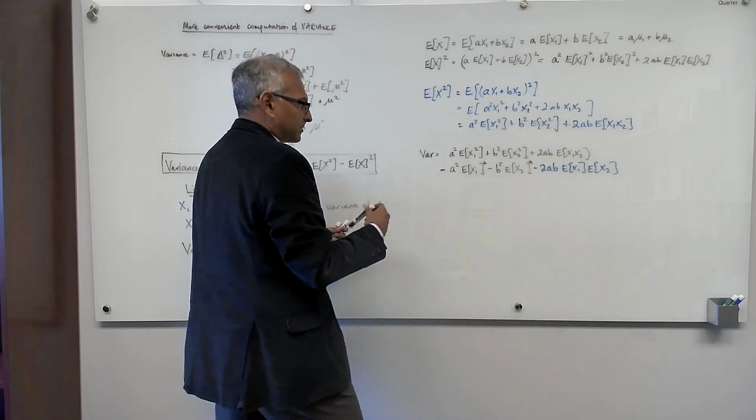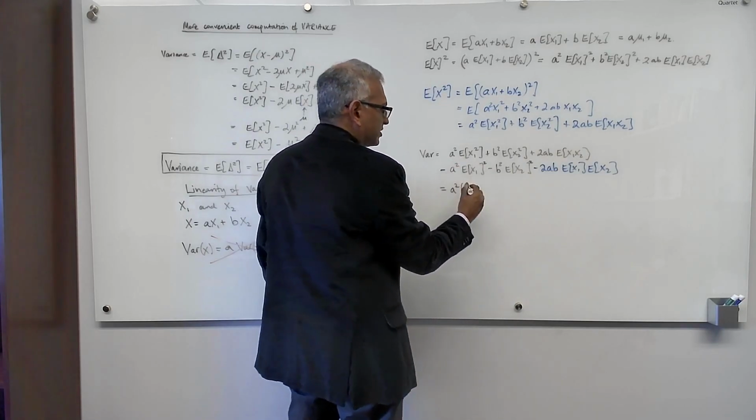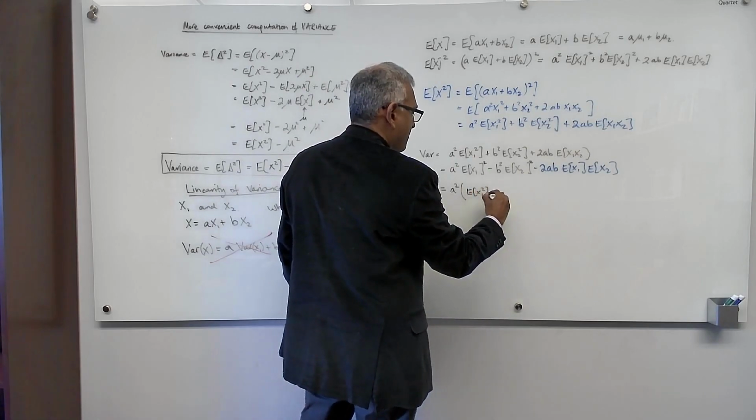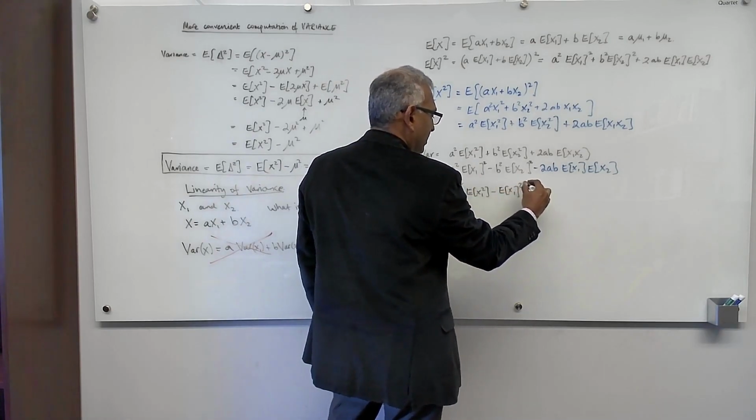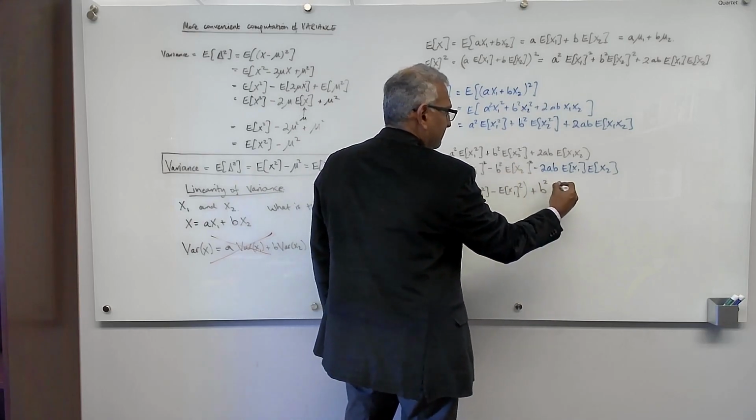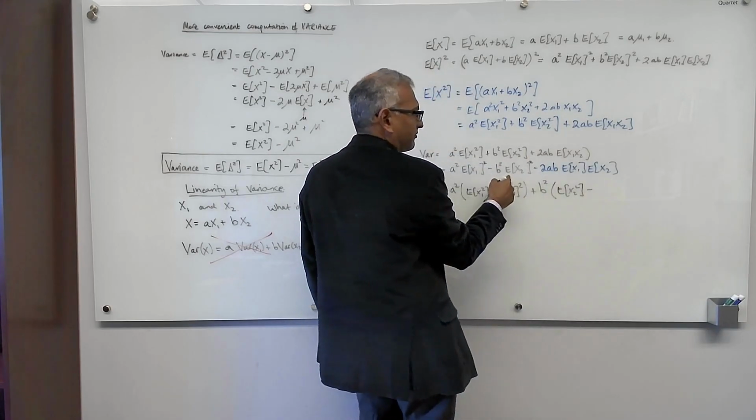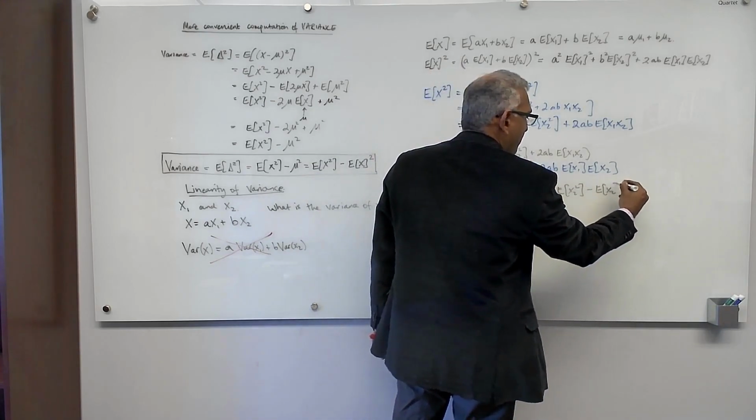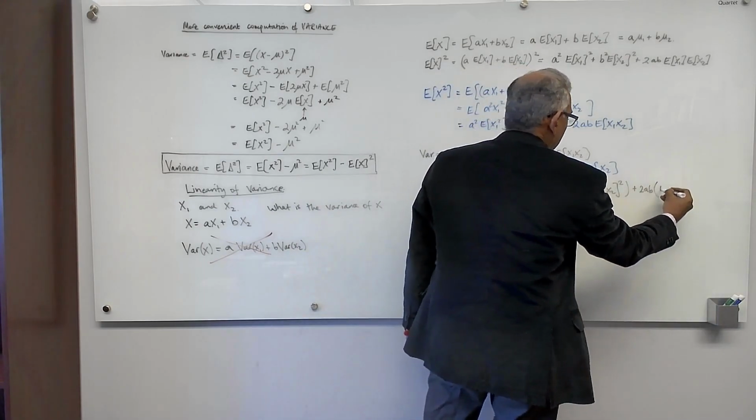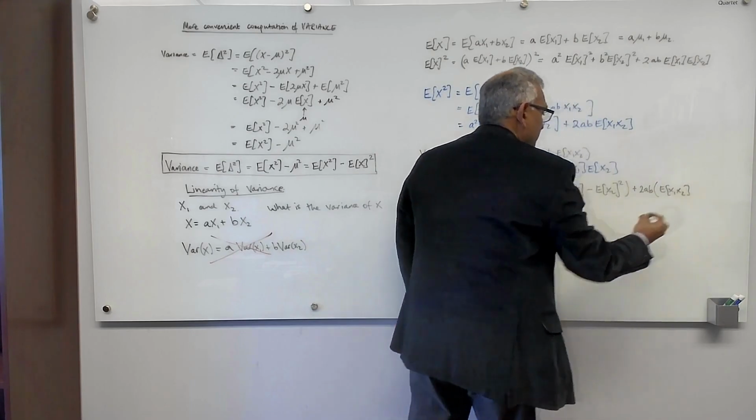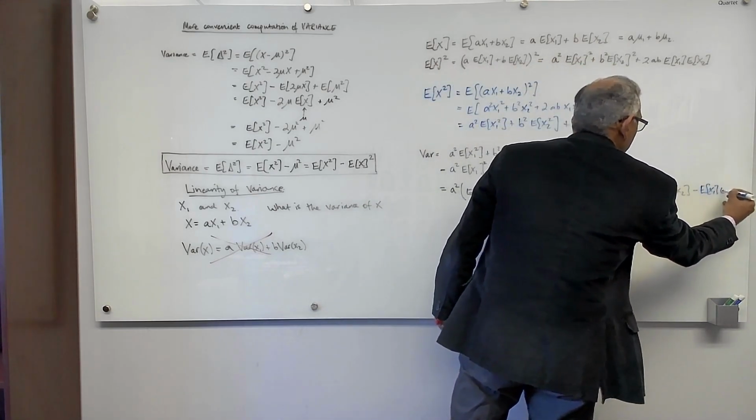So let's simplify this whole thing. This is equal to a squared times the expected value of the square of X1 minus the square of the expected value of X1, plus b squared times the expected value of the square of X2 minus the square of the expected value of X2. Now I have plus twice ab times the expected value of X1 X2 minus, and I'll put it in blue, the expected value of X1 times the expected value of X2.